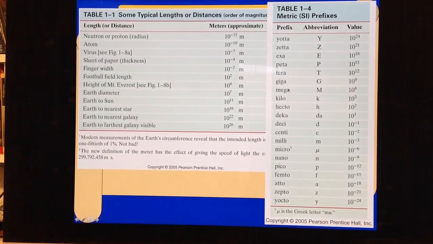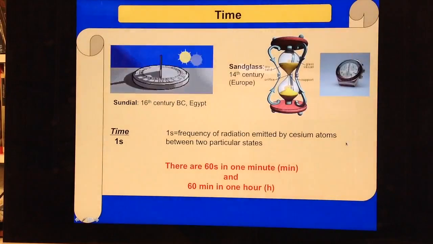Another two that are very popular nowadays because of computers are mega and giga. Now we often talk about megabytes or gigabytes. So these six I do expect you to know, but the others no. Giga, mega, kilo, and then centi, milli, and micro. So these are six. These six you should know. The other ones are not so important. All right. Now, how about time?